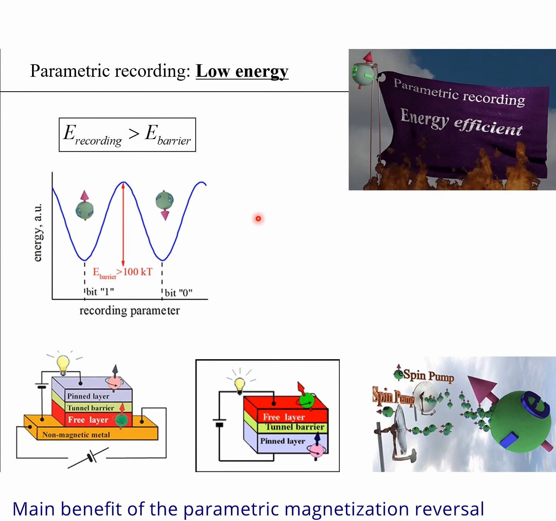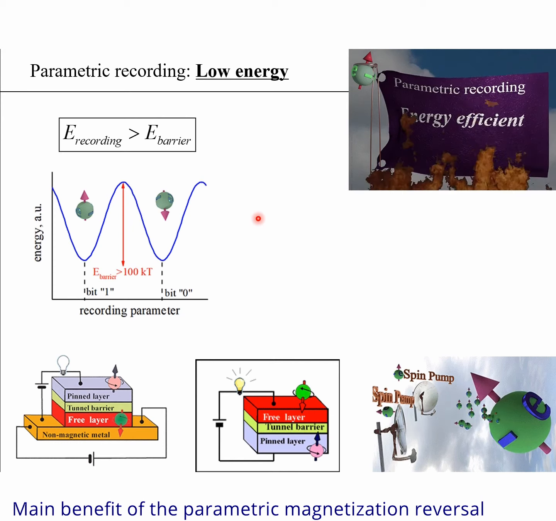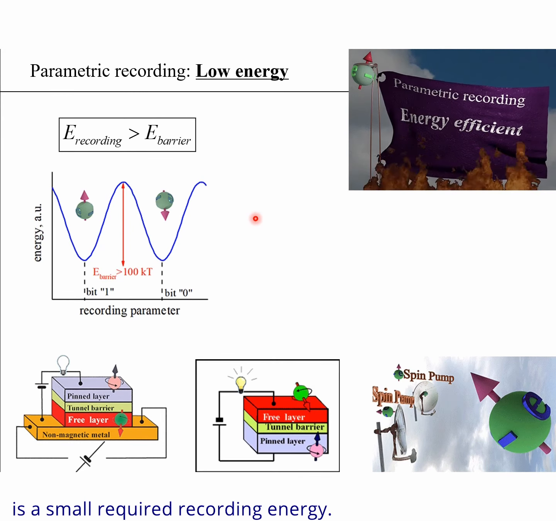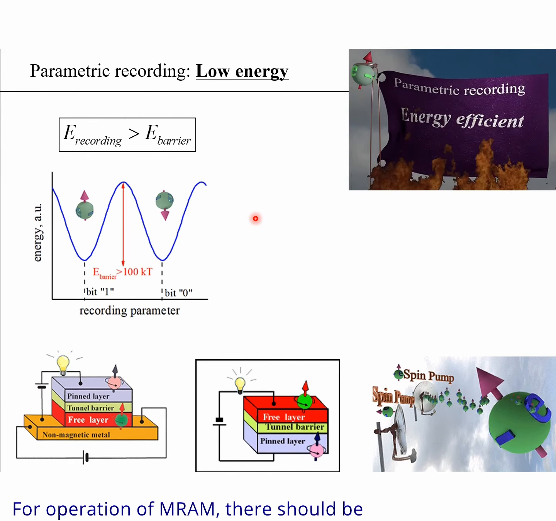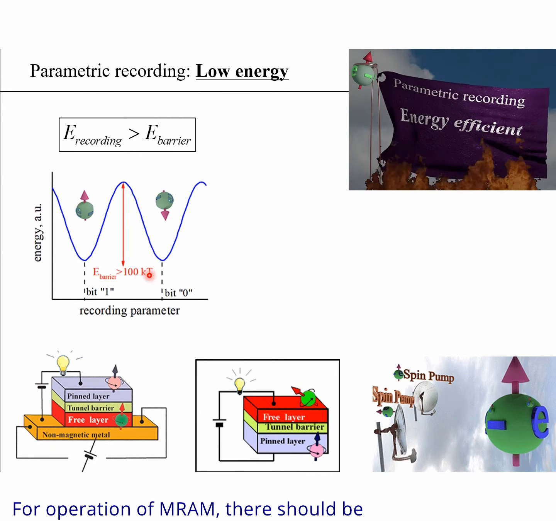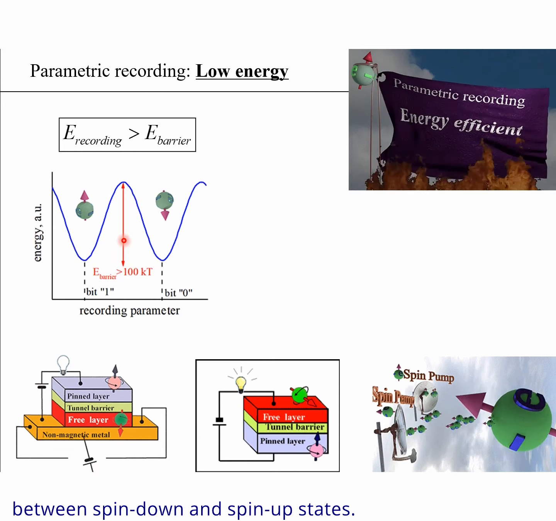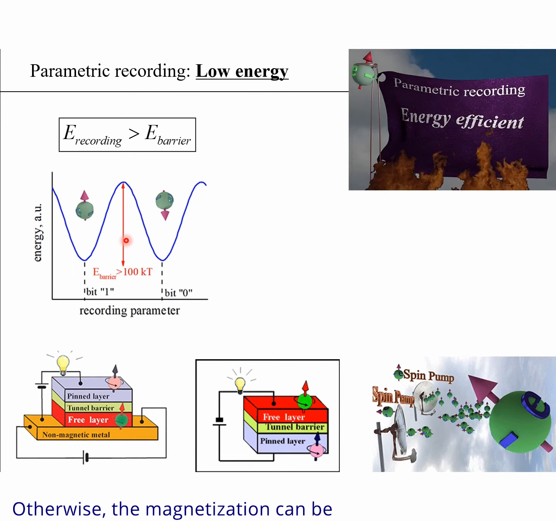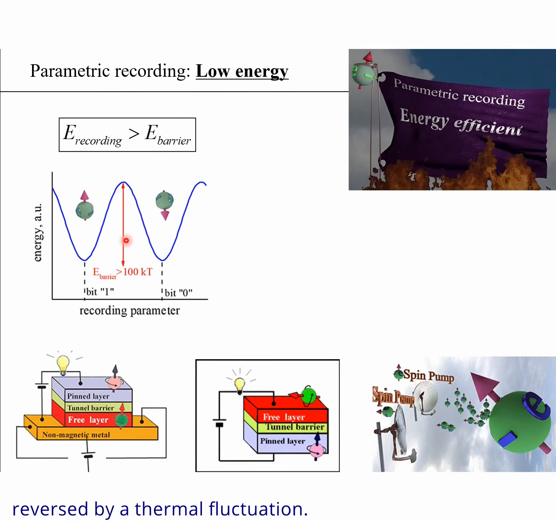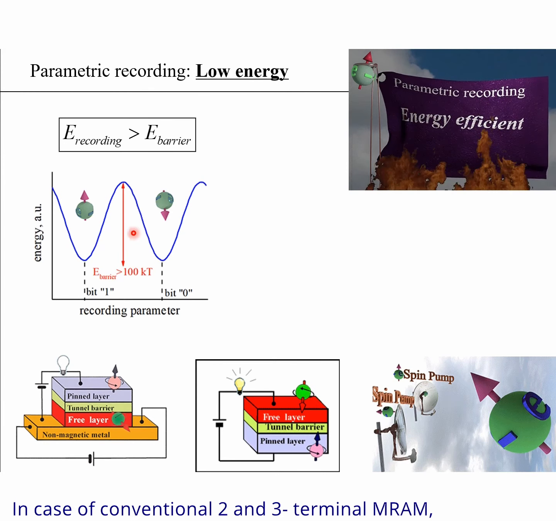Main benefit of parametric magnetization reversal is a small required recording energy. For operational MRAMs, there should be a substantial energy barrier between spin down and spin up state. Otherwise, the magnetization can be reversed by thermal fluctuation.